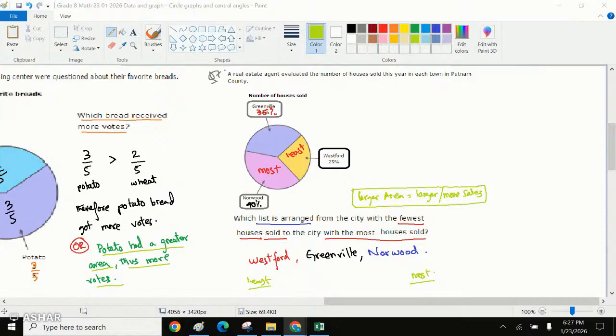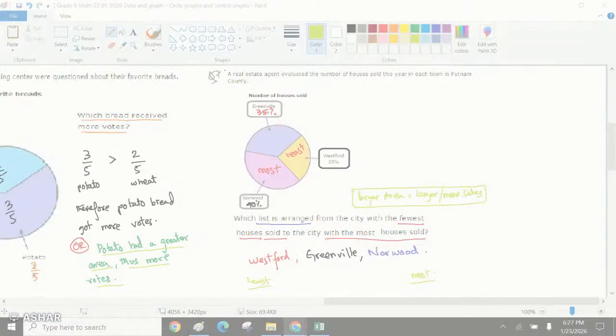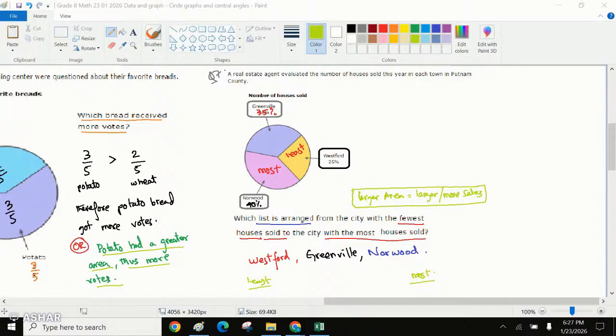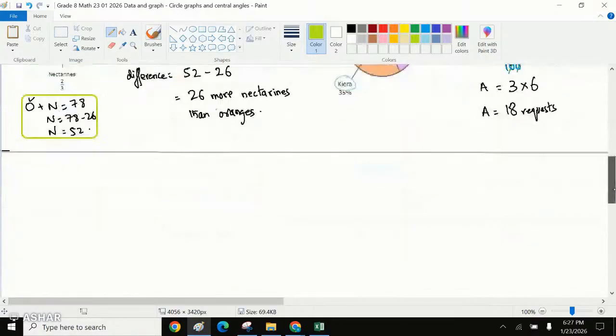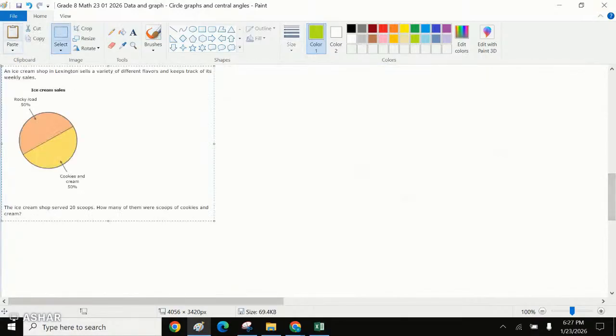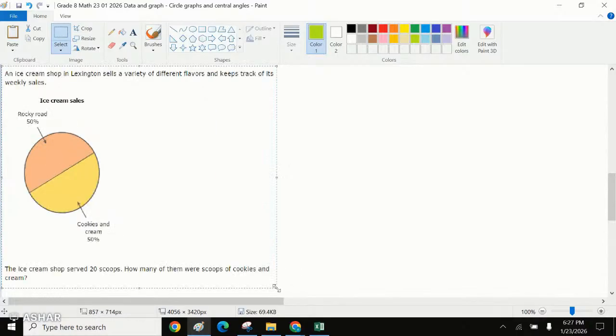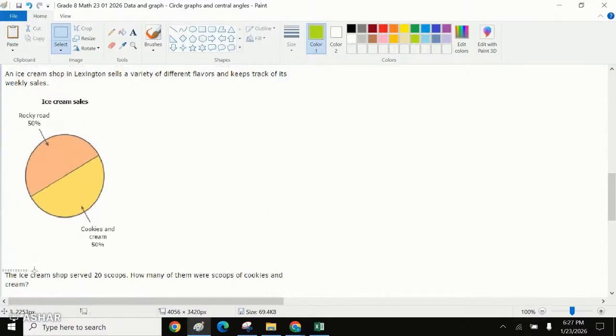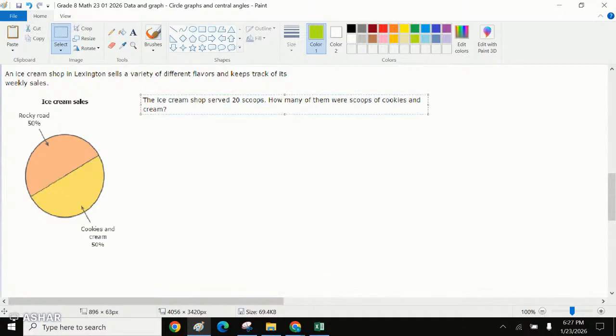They are talking about ice cream in the next question. It says an ice cream shop in Lexington sells a variety of different flavors and keeps track of weekly sales. This is our question number 8. I'll just bring it up over here. The ice cream shop serves 20 scoops. How many of the scoops were cookies and cream?